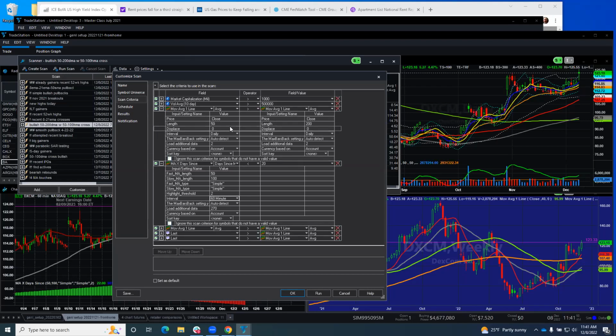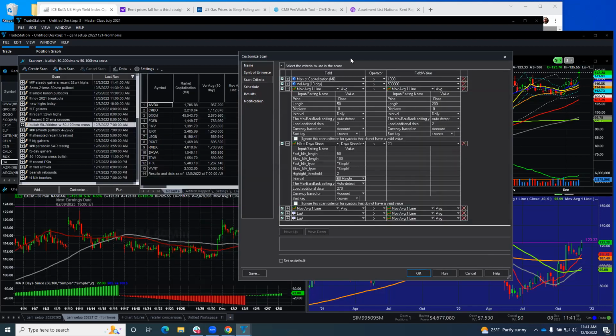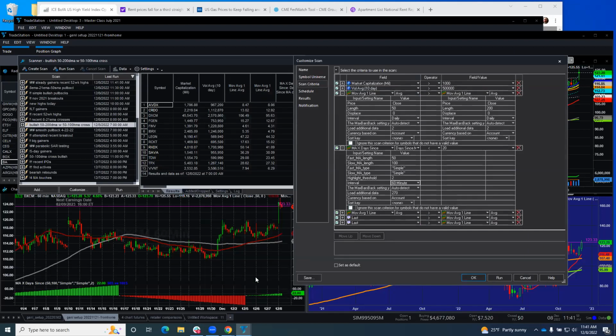So what we're saying is I want to find stocks where the 50-day, the red line, is above the 200-day on this chart. But the other thing is, on this chart, the cross occurred less than 20 hours ago. MA cross less than 20.